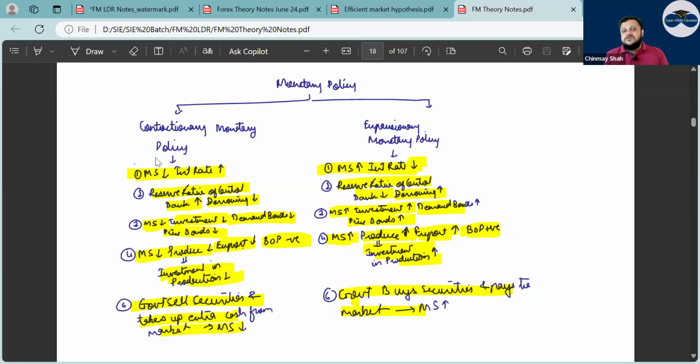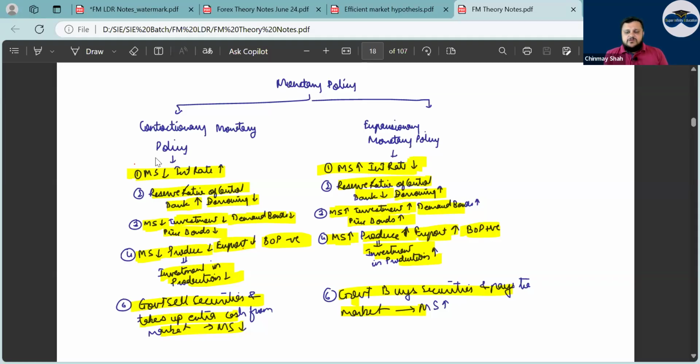But if the government wants to increase the money supply, then the reserve ratio of the central bank will come down, so there is more money for banks for borrowing. If money supply goes up, investment will also go up. Demand for bonds will go up because more people have more money. If there is more demand for bonds, prices will be higher, right? Money supply is higher, production will be higher, export will be higher. Export is higher, so BOP, that is balance of payment, will also be positive, and investment in production will also be higher.